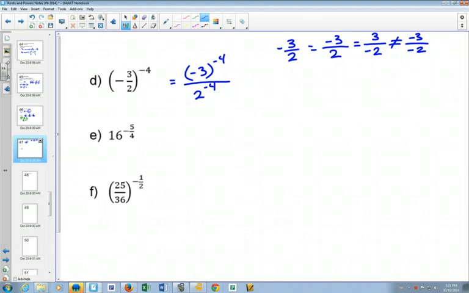Then you would flip them, and so I would get 2 to the 4 on top and negative 3 to the 4 on the bottom. Now when I do 2 times 2 times 2 times 2, I get 16. And when I do negative 3 times negative 3 times negative 3 times negative 3, it's going to be positive 81 because there's 4 negatives.